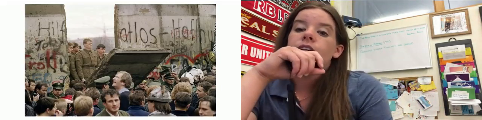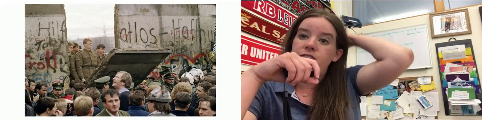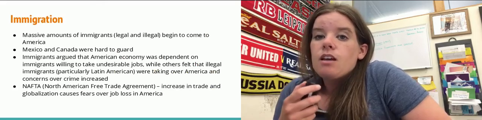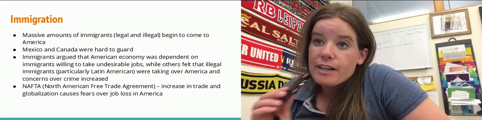And now you have the fall of the Berlin Wall. So in theory, the fall of the Berlin Wall is the physical representation of the end of the Cold War. The Cold War officially ends in 1991 when the USSR officially disbands. Now, last two things really quick.